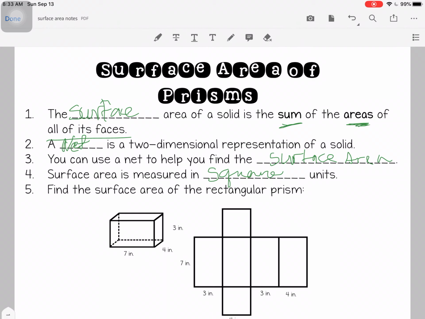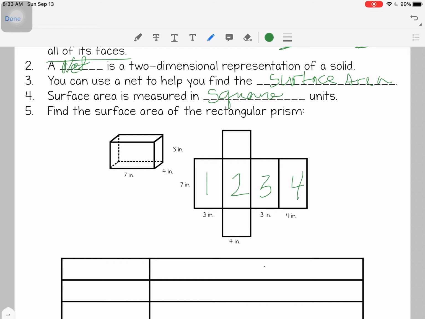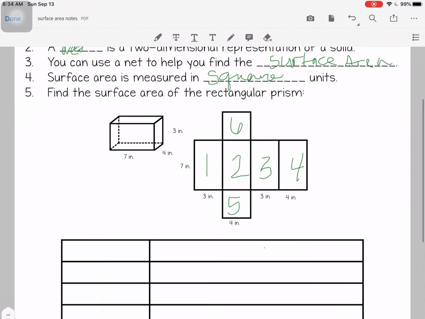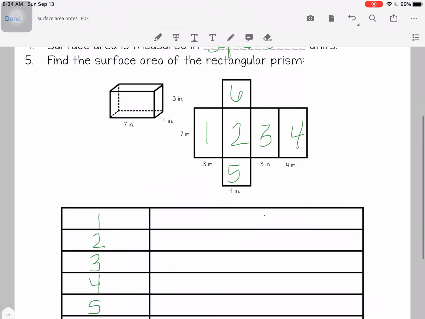So now it wants us to find the surface area of the rectangular prism. The first thing I'm going to do is number my sides, or faces. A rectangular prism has 6 faces: a front, a back, a top, a bottom, and 2 sides. Then I'm going to number my table, and then I'm going to find the area of each face.